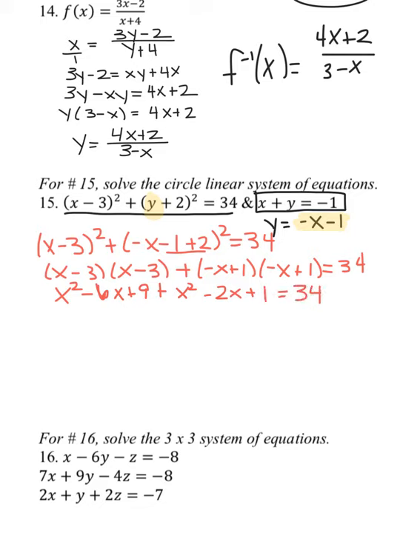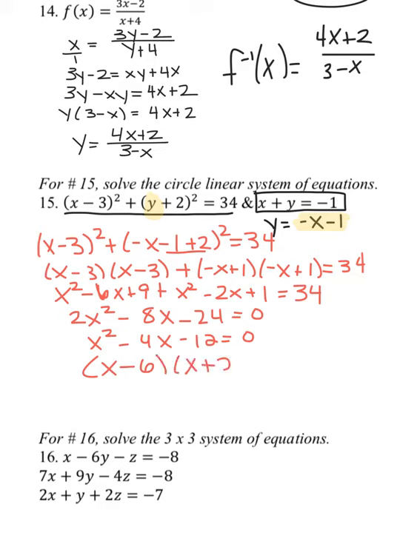It's a quadratic equation, so I'm going to combine like terms and bring that 34 over, which gives me 2x squared minus 8x, and then I would get 10 minus 34 is negative 24 equals 0. I'm going to divide everything by 2. If I factor this, I would end up with x minus 6 times x plus 2 equals 0, which gives me x is equal to 6 and x is equal to negative 2.